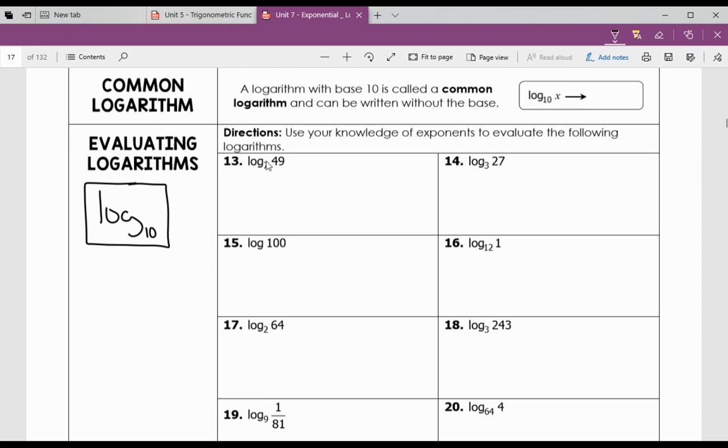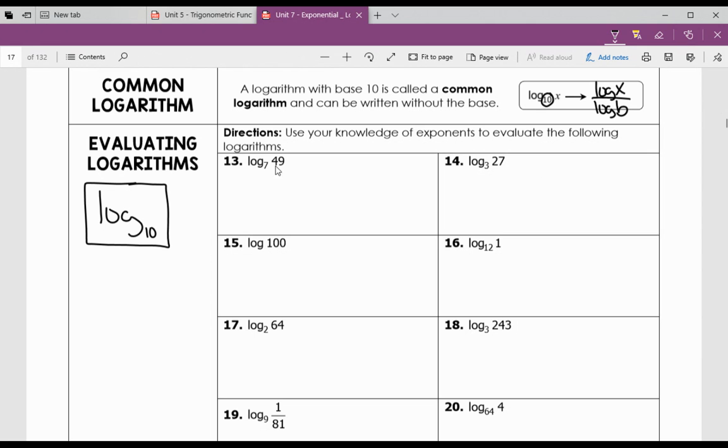Well, if you notice, this is a base 7, this is a base 3, so on and so forth. So all these bases are different. So what we're going to do is what they call change of base, and we're going to use our calculator. We'll take log of x and divide it by log of the base. Now the base number is not always a 10.